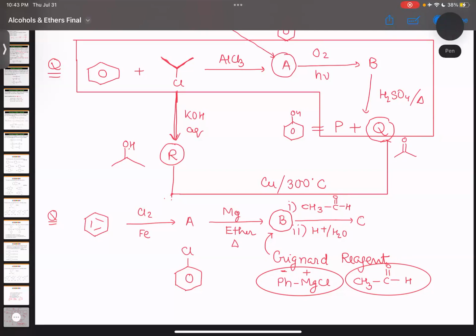What is the charge on oxygen? How can you treat CH3CHO, the C=O? C plus or O minus? C plus and O minus, exactly. And PhMgCl, how can you treat it? Mg plus and Ph minus, right? Why? Because magnesium is positive, plus 2, right? Now tell me how to connect them.